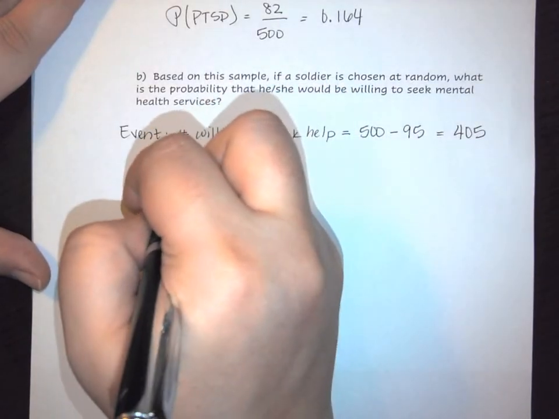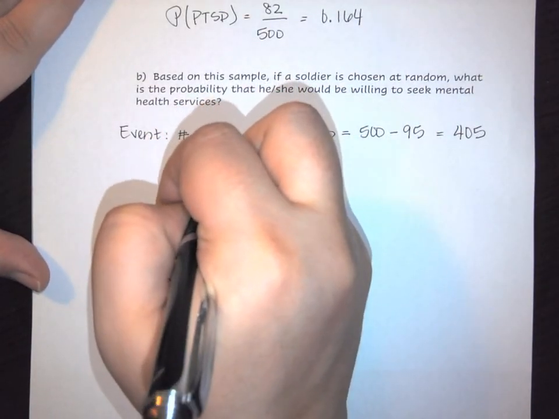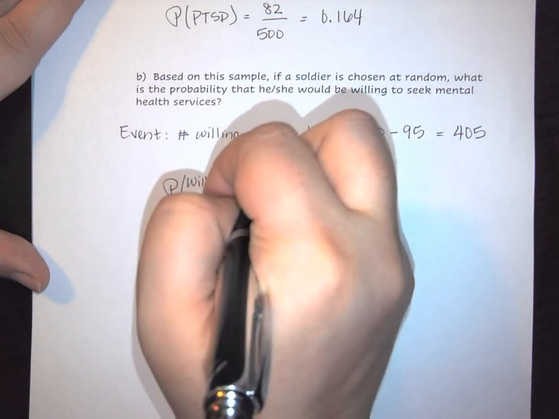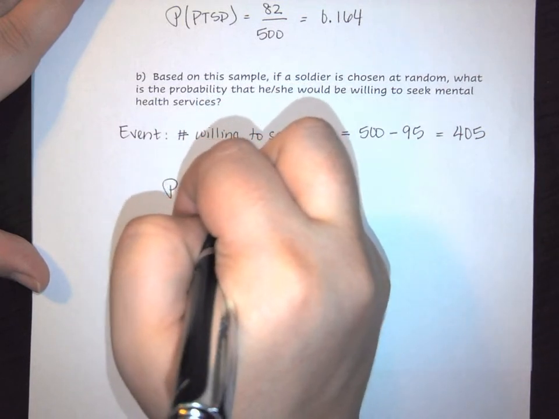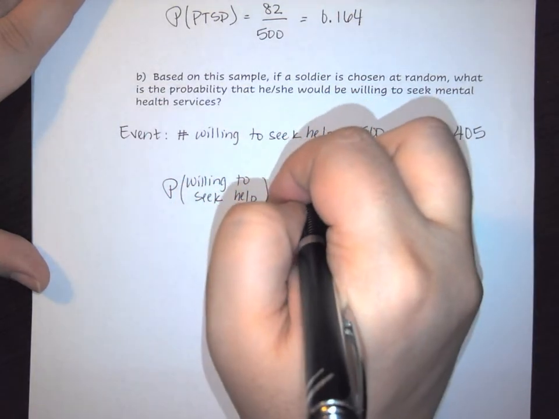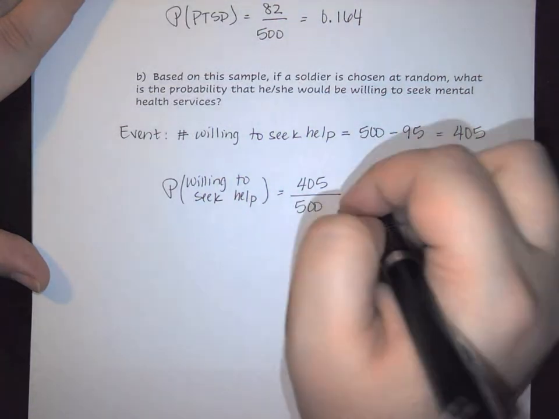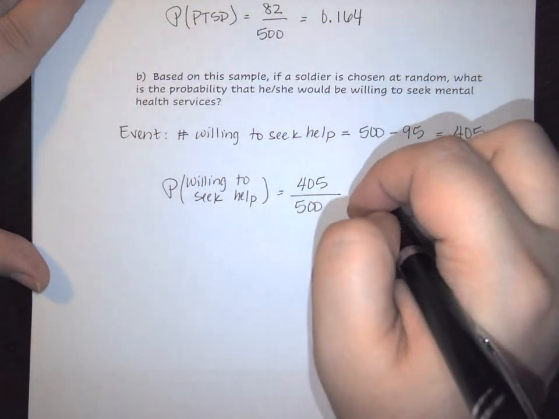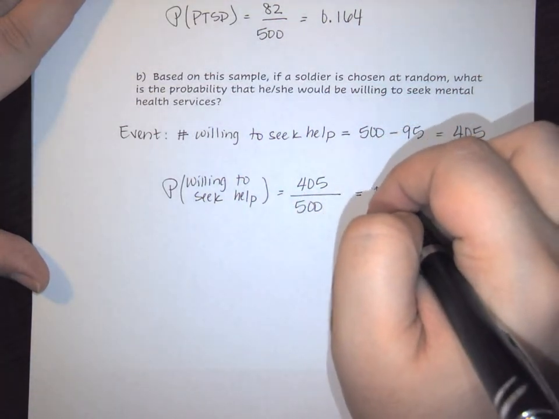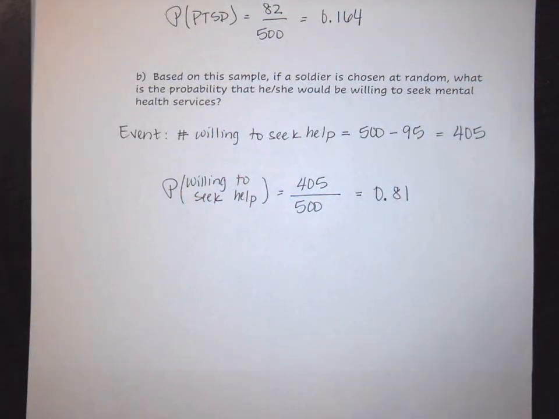So in this case, my probability of soldiers willing to seek help is going to be the 405 that are okay with it out of the 500 sampled. So in this case, that probability is 0.81.